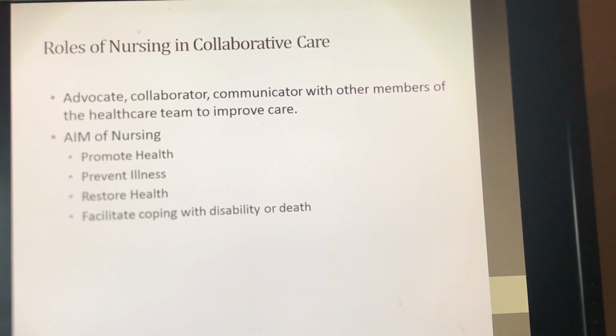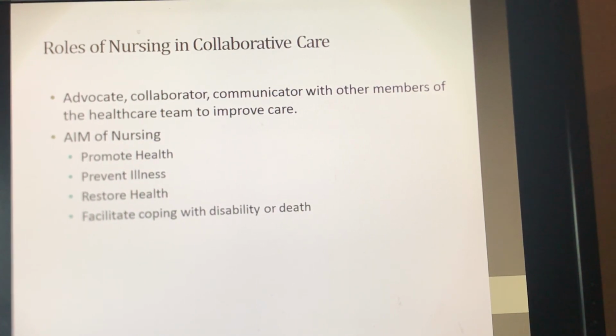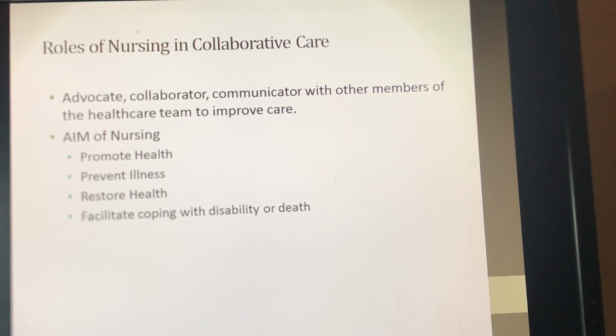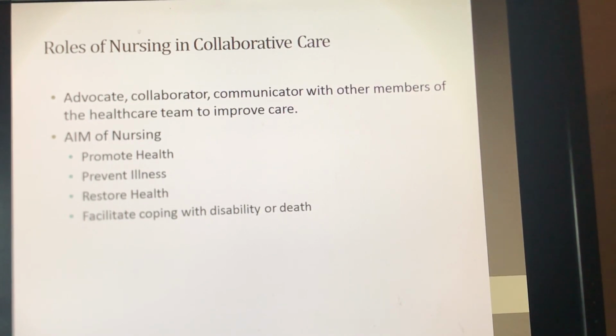Your aims of nursing. This is something you'll always hear about from here on out, and this is really what nursing is about. It's to promote health, prevent illness, restore health, and facilitate coping with disability or death. And that's pretty much what nursing is, and you'll hear that from here on out, and how we do these things once we move forward into our theory, once we get past drug dosage, okay?